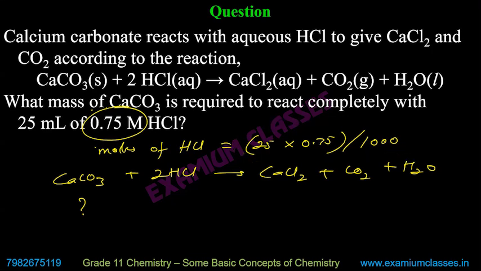And if you multiply these, 24.75 will be, okay, 18.75. So it will be 18.75 millimoles, or 10 power minus 3. When I multiply this one, I will get 18.75.